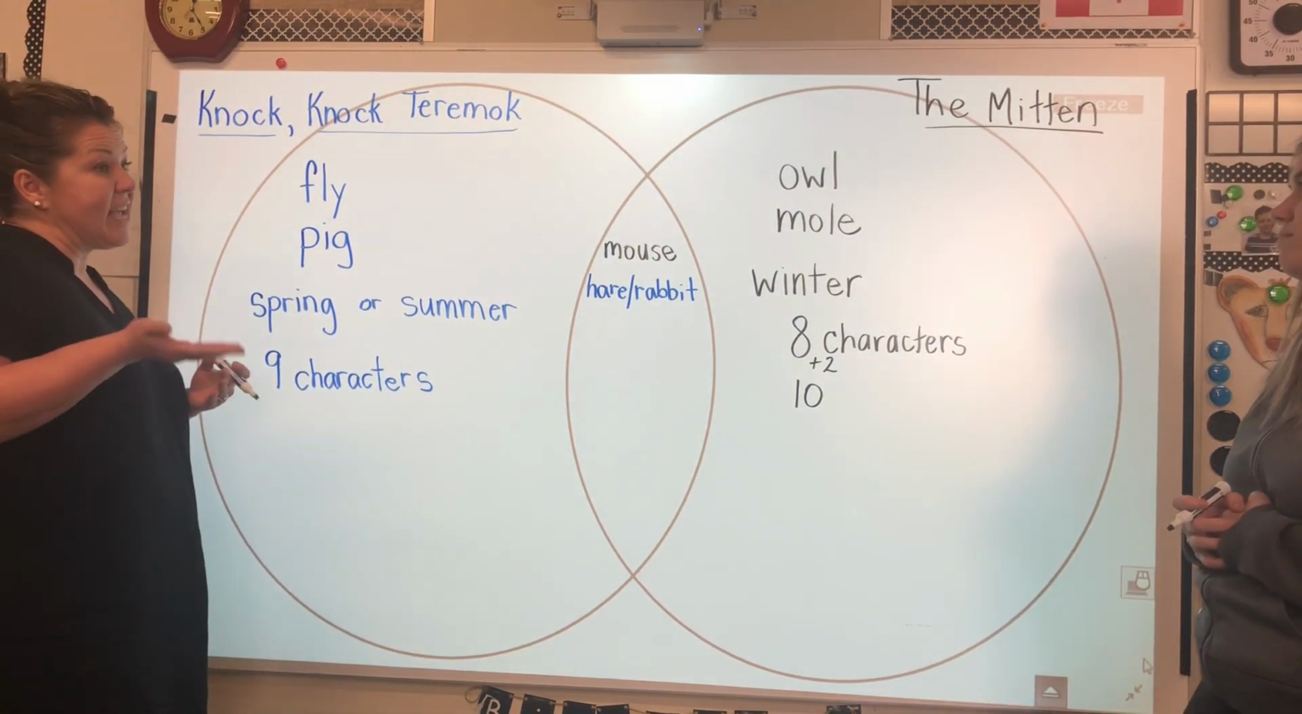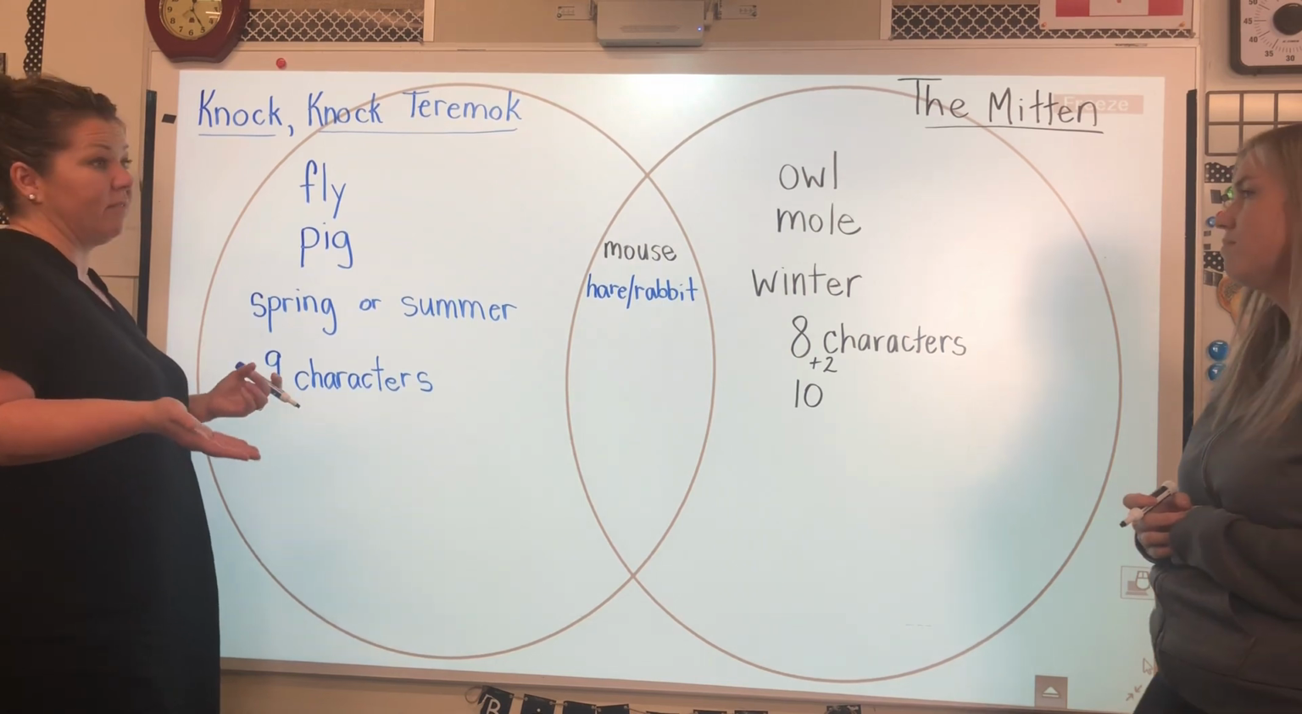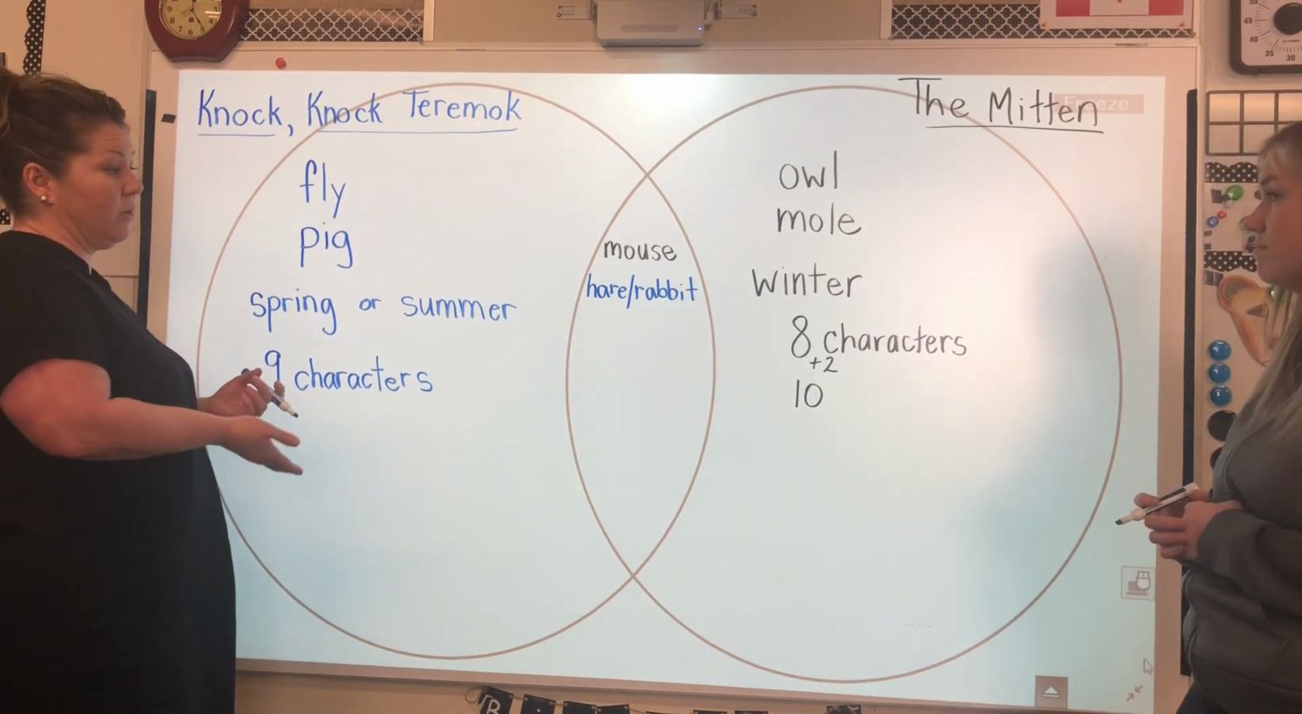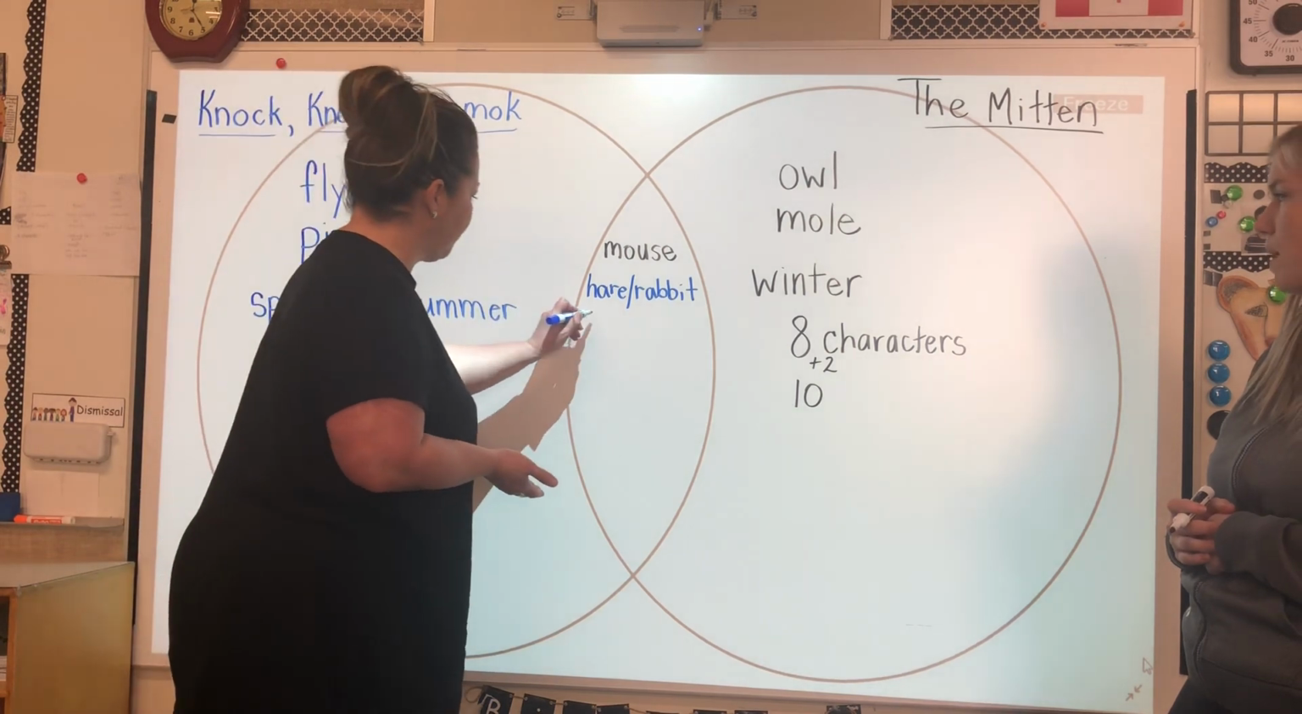Now, the character at the end of both stories, we have a bear. And so could that go in the middle? I think so, yep. So there is a bear.